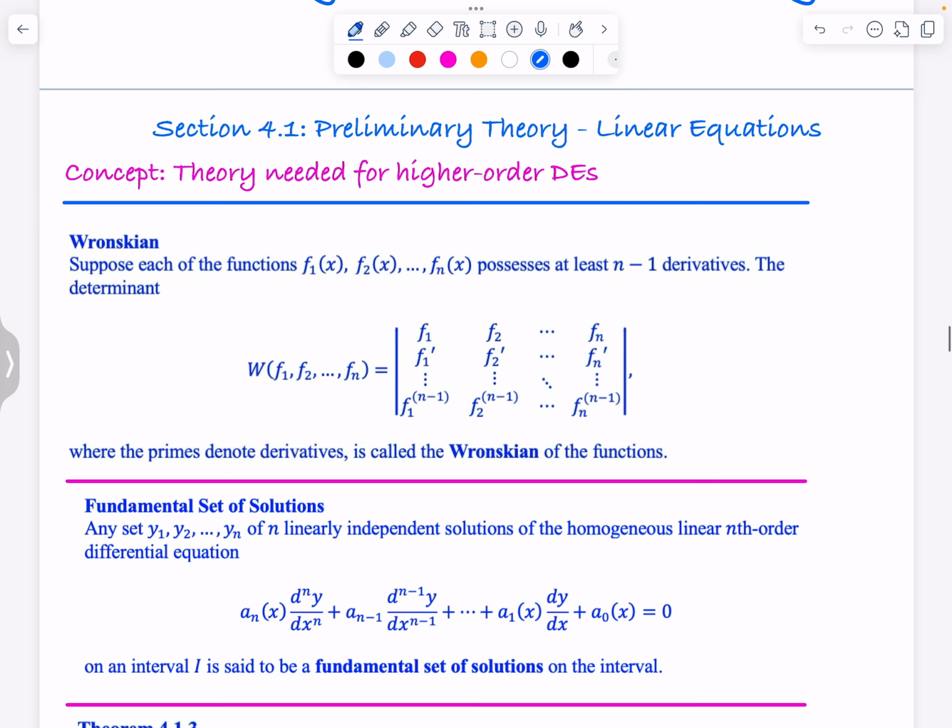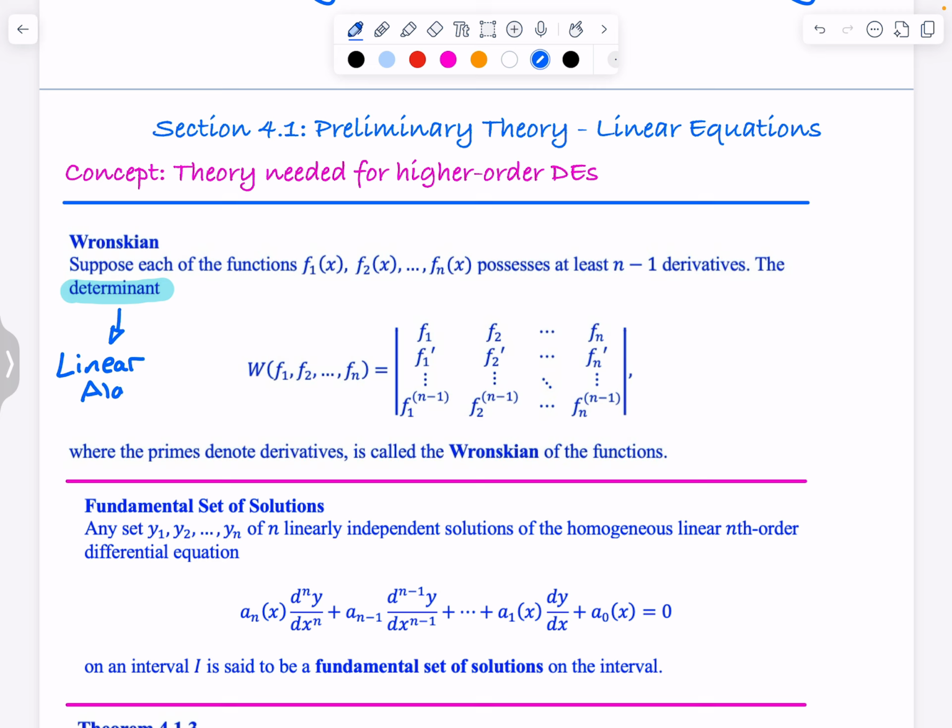The Wronskian, and I'm going to put another theorem in here so you can see it written out. I'm going to add some stuff. So suppose each function f1 through fn possesses at least n minus 1 derivatives. The determinant, this is a linear algebra thing. So if you need to go look this up, you're going to need to do it. We use it in Calc 3. You do it in physics for cross products. This is a linear algebra thing.